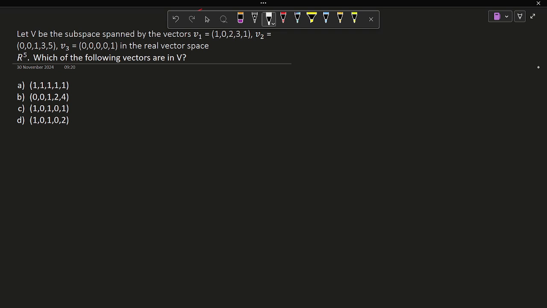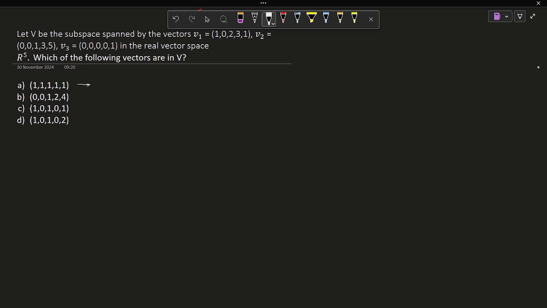So, what can be done for that? Firstly, we are taking the first option. The subspace is spanned by these three vectors, v1, v2, and v3. What is the meaning of span? Span means the linear combination of these three. So firstly, I am going to check option A.